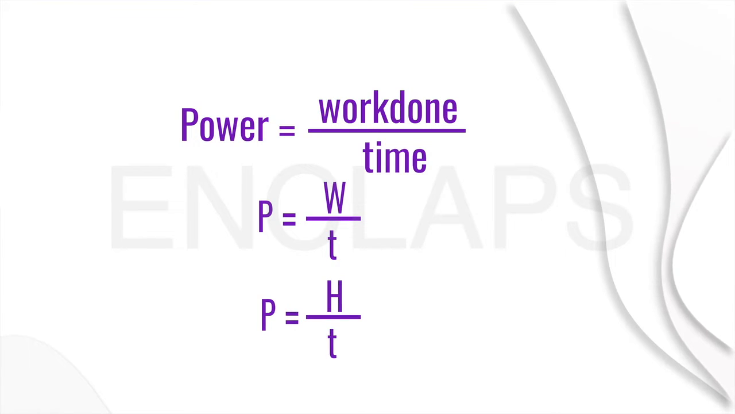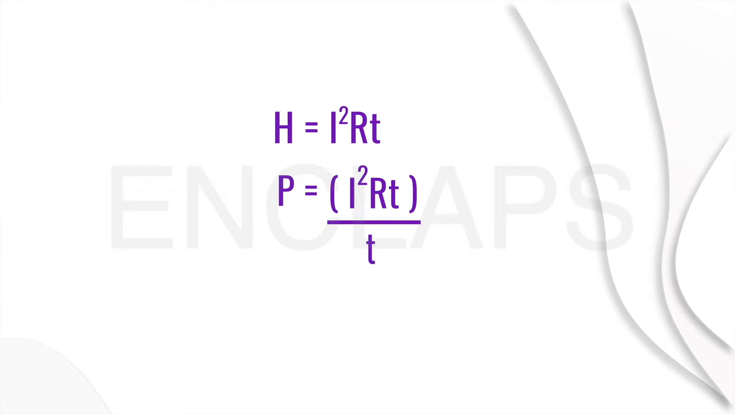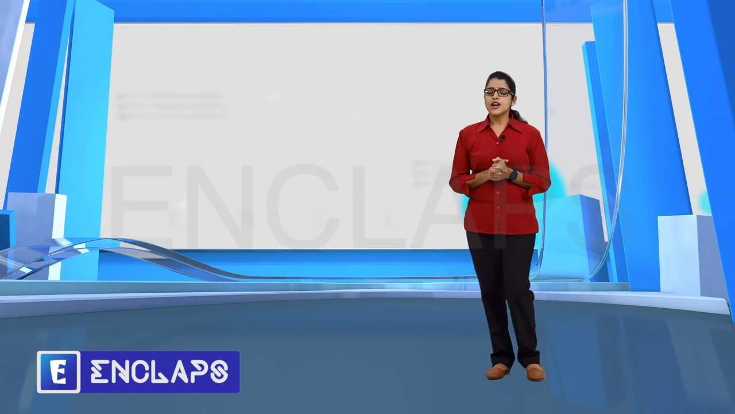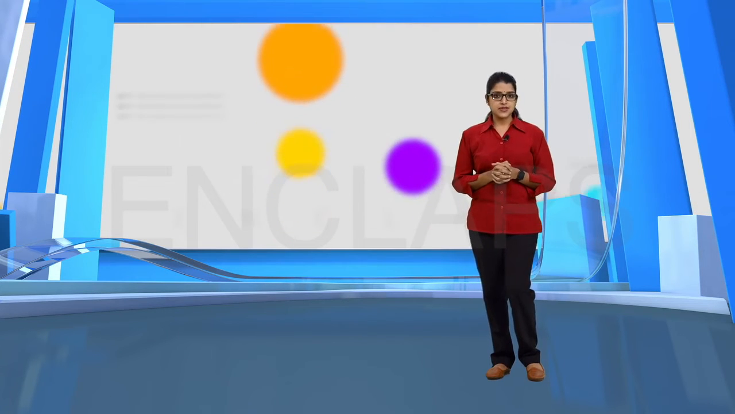According to Joule's law, H is equal to I square RT. Hence, the equation of power will be P is equal to I square RT whole divided by T. Here, in the numerator and denominator, we have T, so they get cancelled. Hence, the equation of power is equal to I square R. Here, we have obtained the equation of power. From this equation, we can determine two other equations of power.